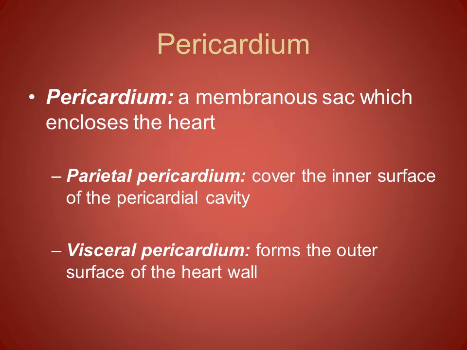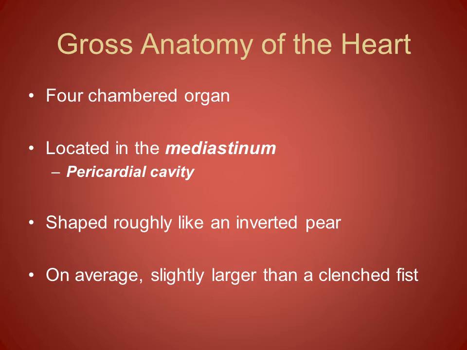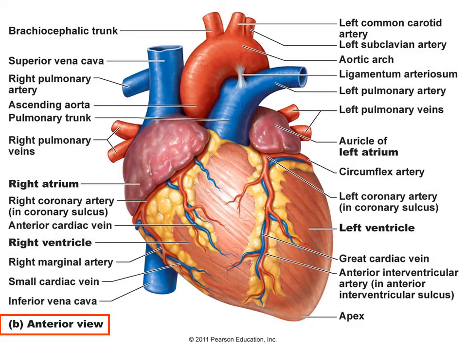You have basically two layers. The parietal pericardium covers the inner surface of your pericardial cavity, and the visceral forms the outer surface of the heart wall itself. There are four chambers of the heart. The two upper chambers are a little bit smaller than the lower chambers. It's located in the mediastinum, which is the pericardial cavity. It kind of looks like an inverted pear. It's about the size of your fist.